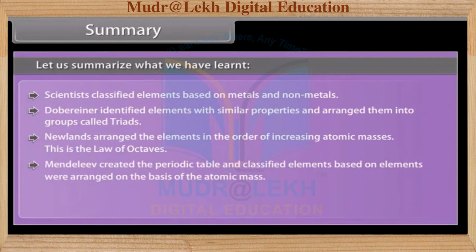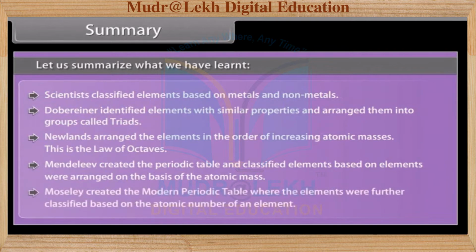Mendeleev created the periodic table and classified elements, which were arranged on the basis of the atomic mass. Moseley created the modern periodic table, where the elements were further classified based on the atomic number of an element.